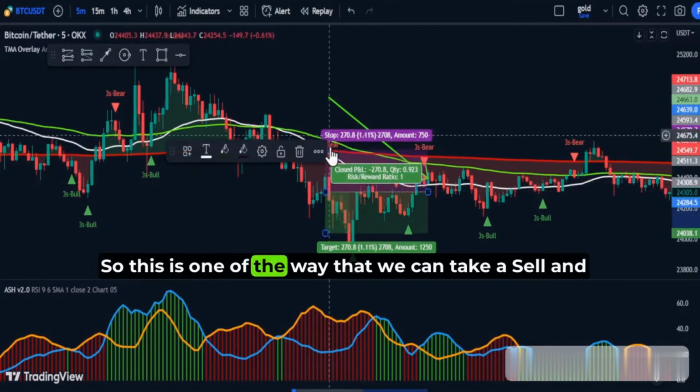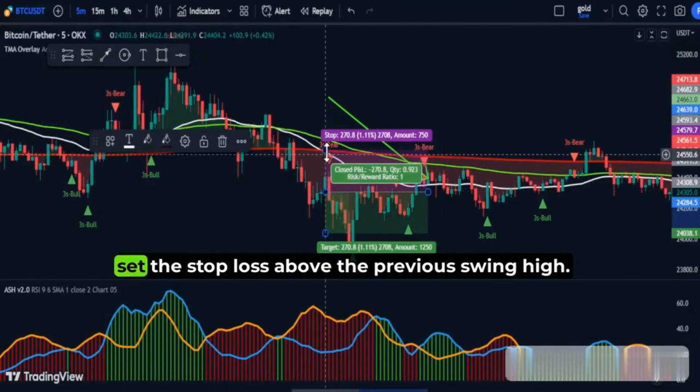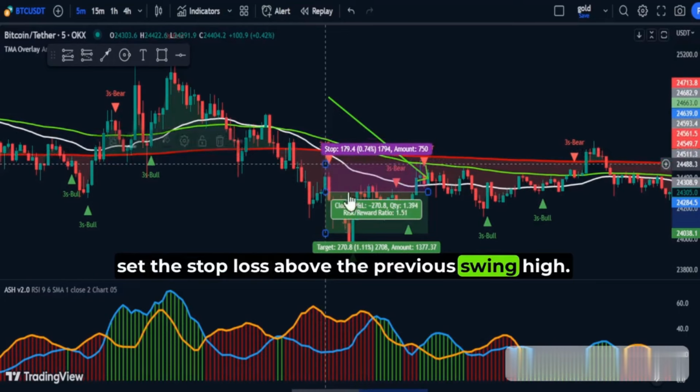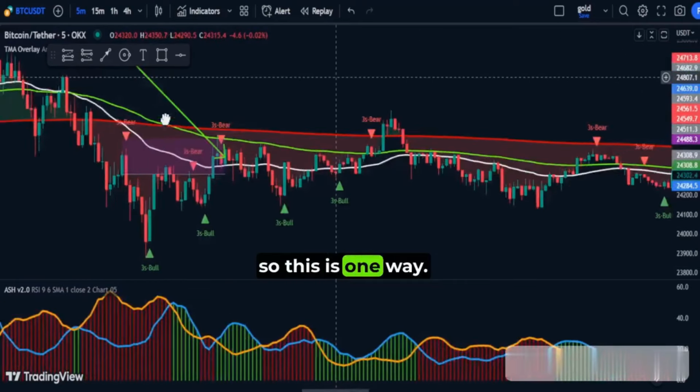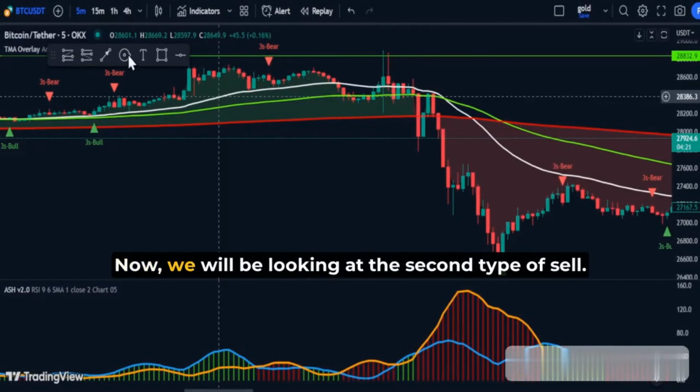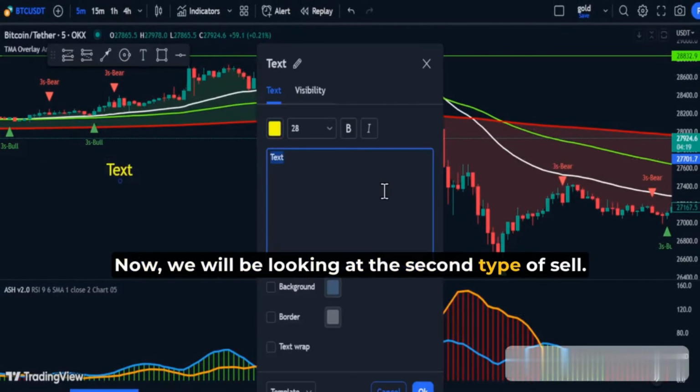So this is one of the ways that we can take a sell and set the stop loss above the previous swing high, and the target is 1.5 to 2. Okay, so this is one way. Now we will be looking at the second type of sell.